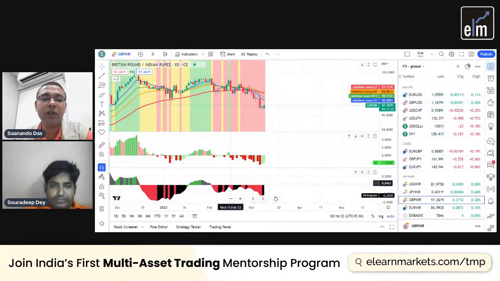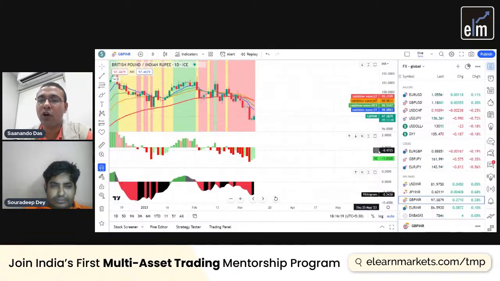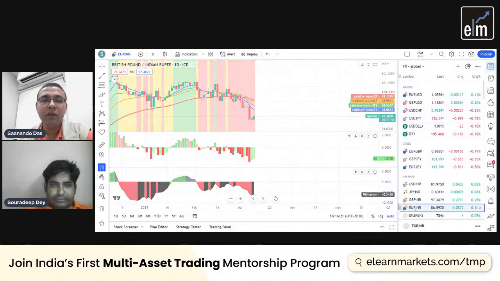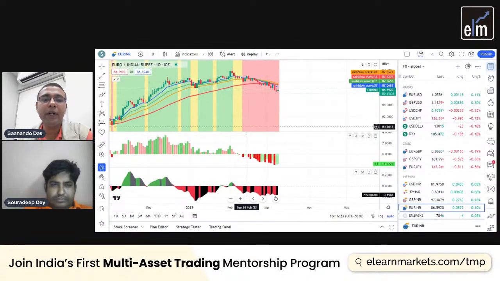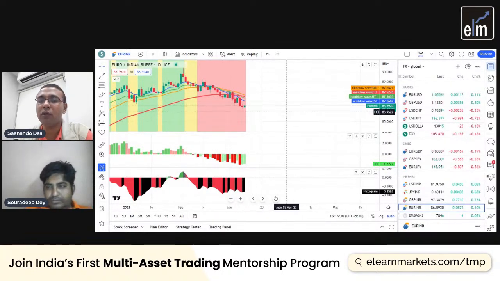Momentum is in the red zone, so clearly it's broadly in the bearish zone, and we will again look for a sell-on-resistance opportunity. Euro INR is completely in the red zone, again below all the moving averages, with momentum in the sell zone. So my outlook for Euro INR is also bearish.